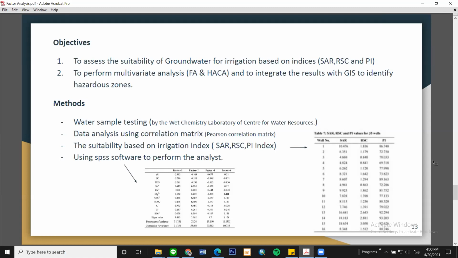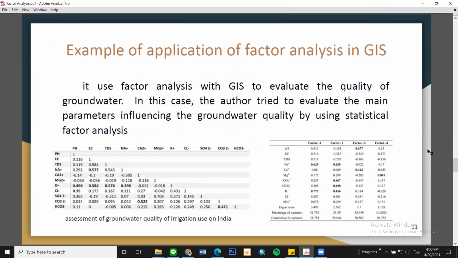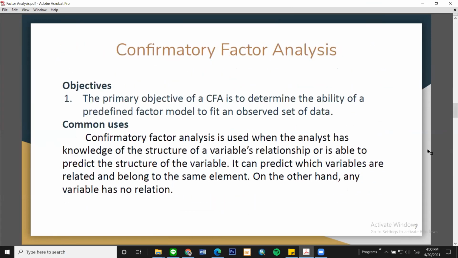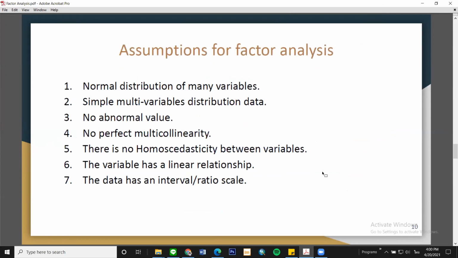What is homoscedasticity? What did you mean? Slide number 10. You just talk about it. Go to slide number 10. No. Forward. Yeah, this one, number 5. Homoscedasticity. You mean this word, right?